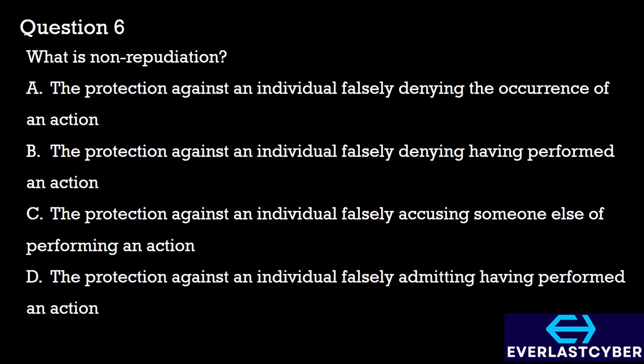Question 6. What is non-repudiation? A. The protection against an individual falsely denying the occurrence of an action. B. The protection against an individual falsely denying having performed an action. C. The protection against an individual falsely accusing someone else of performing an action. D. The protection against an individual falsely admitting having performed an action.